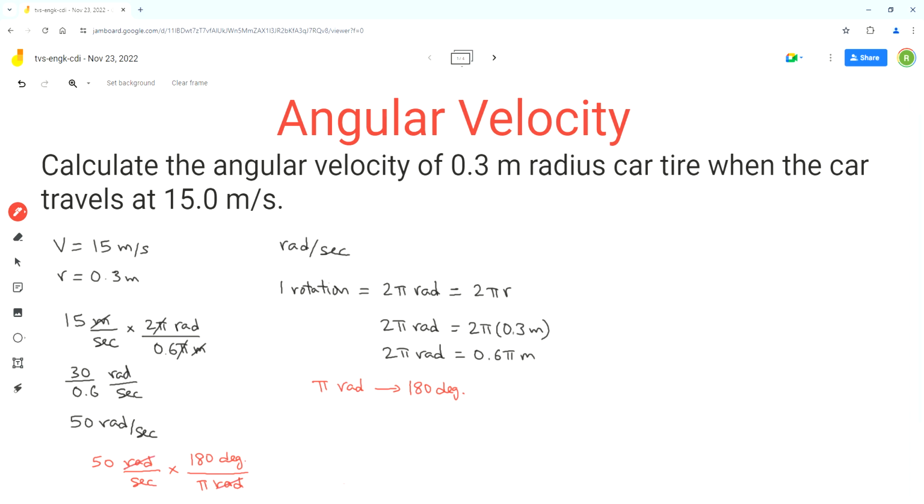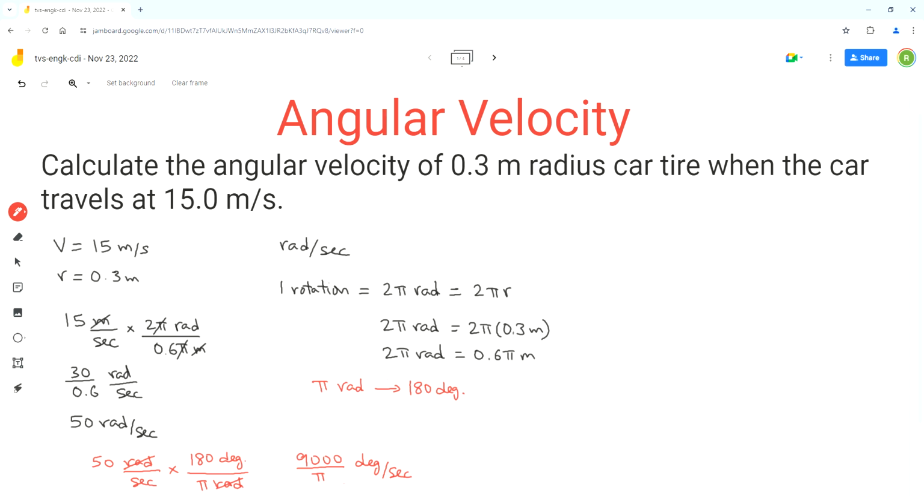Now we can do the multiplication. So we do 50 times 180. I get 9000 over pi degrees per second. So this is the exact answer for the angular velocity in degrees per second.